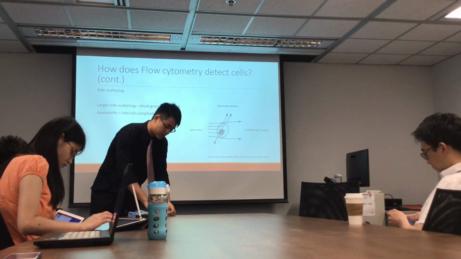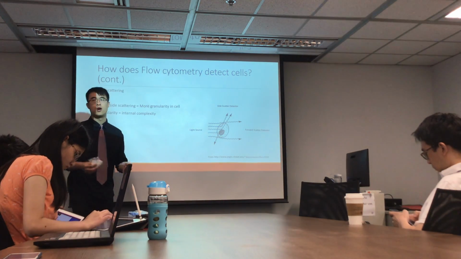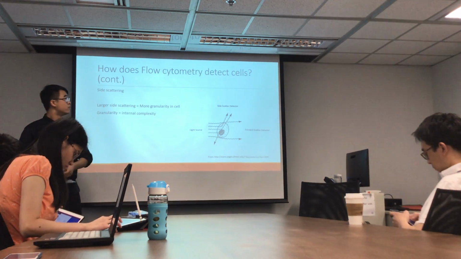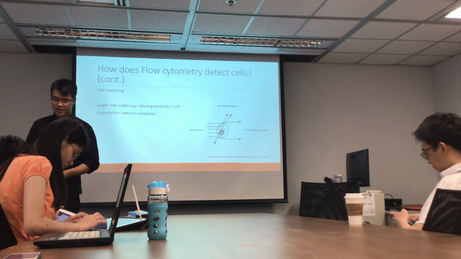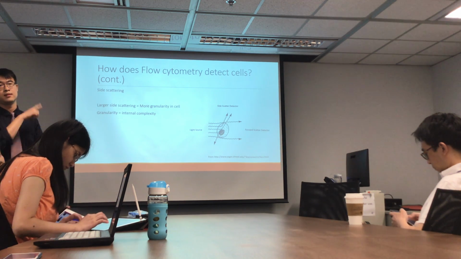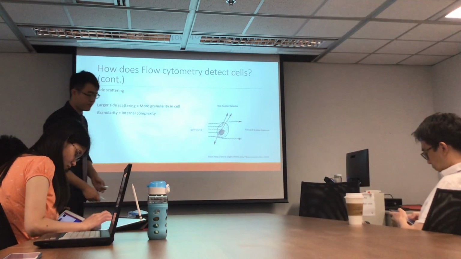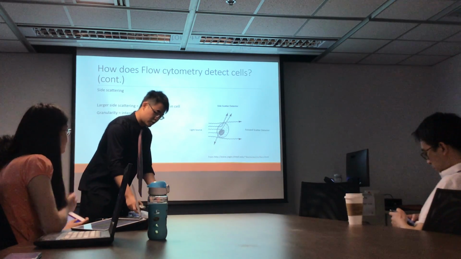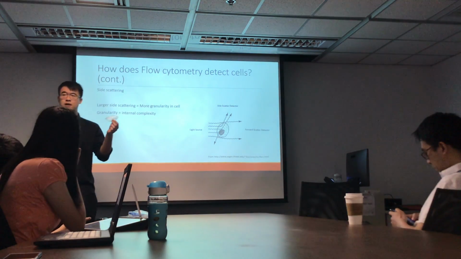So here, I've prepared a few cell models for demonstrating forward scattering and side scattering. I would really appreciate it if we can turn off the front lights for a while. Yeah, thank you. So as you can see, this is a smaller cell, and this is a cell of a larger size.